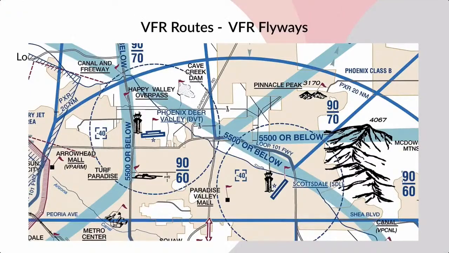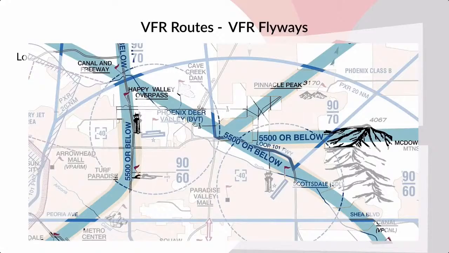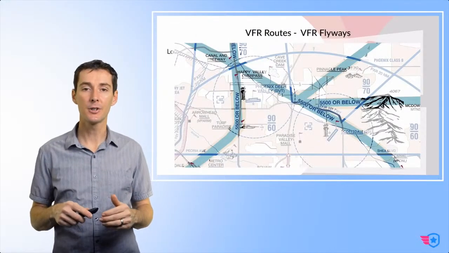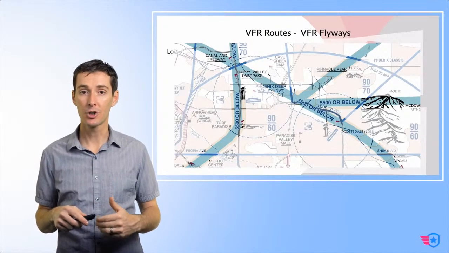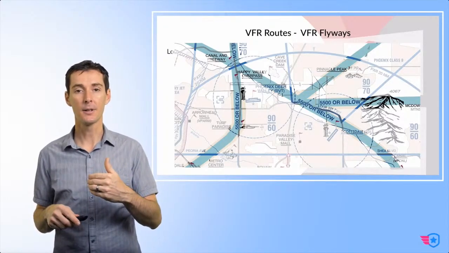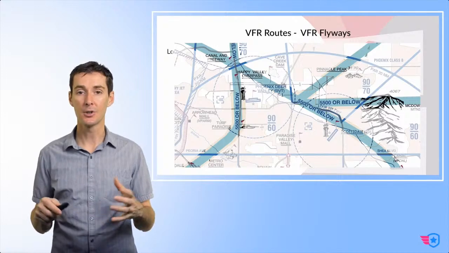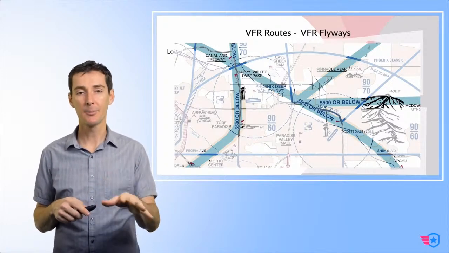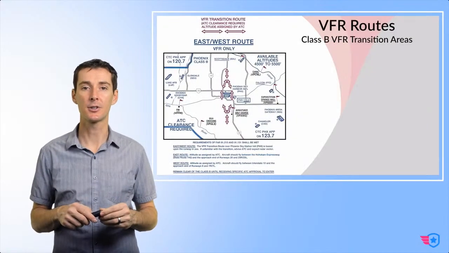This is a VFR flyway right here, and these actually can be found right here. You can see the blue line, and it shows you 5,500 feet or below, 5,500 feet or below. So that means that there could be traffic in here, and it's more like a corridor. Again, think about it as like a beltway, okay? So I found this information actually on a different type of chart. It's not a sectional chart. It's called a terminal area chart, which is a zoomed in version. We'll talk about that when we get to the chart section.